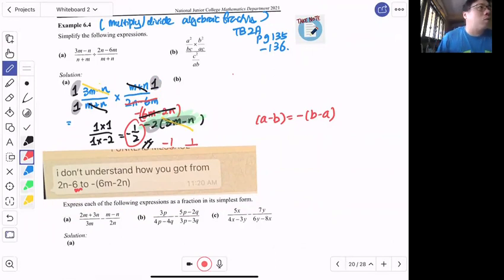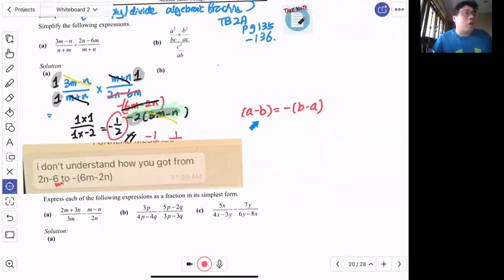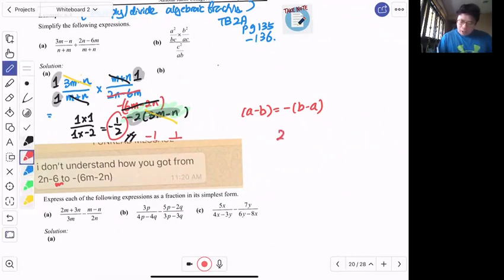The student who asked, I'm looking at you. Just make sure you're with me. 2n minus 6. Are you okay with this step? If you're okay, just give me a thumbs up. So that means I can say that 2n minus 6m is the same as negative of 6m minus 2n. Is it okay?